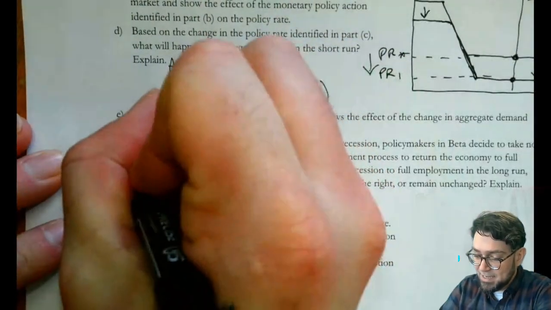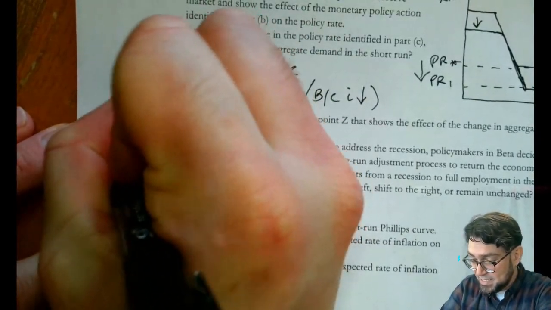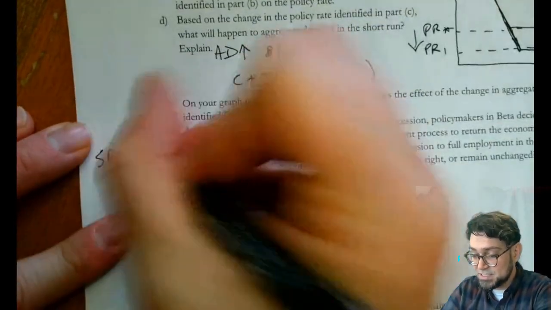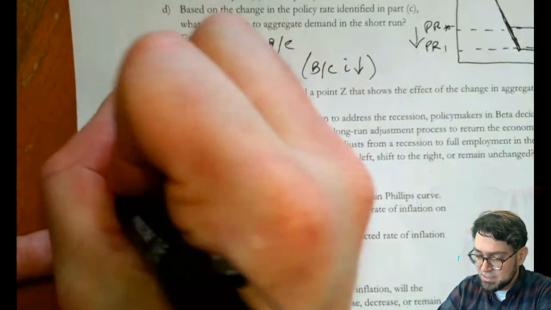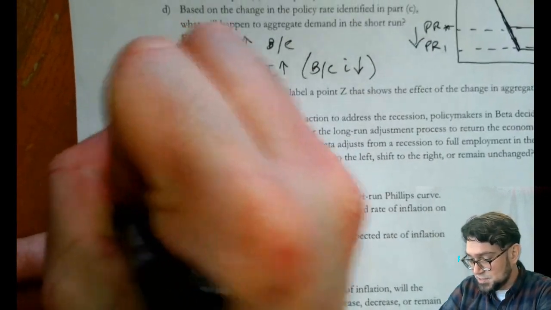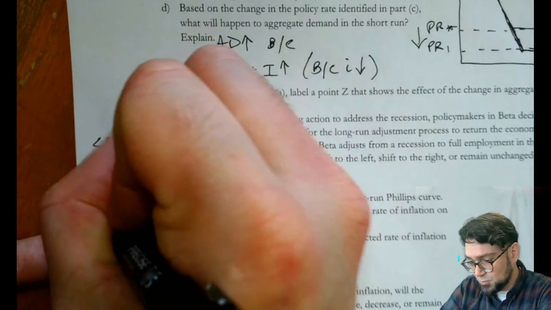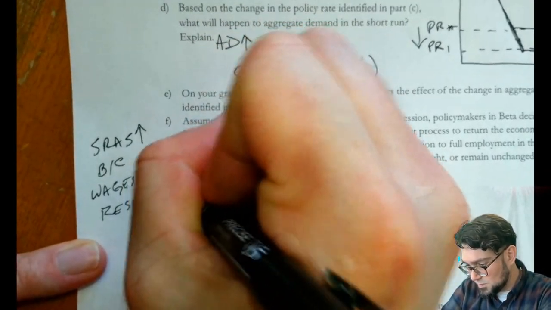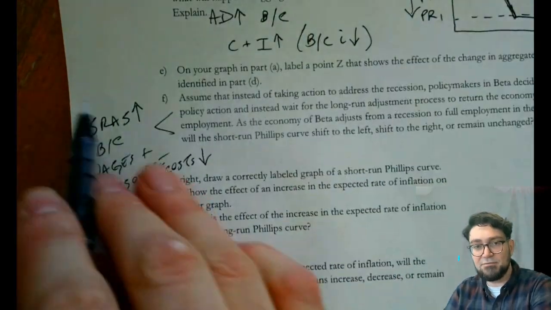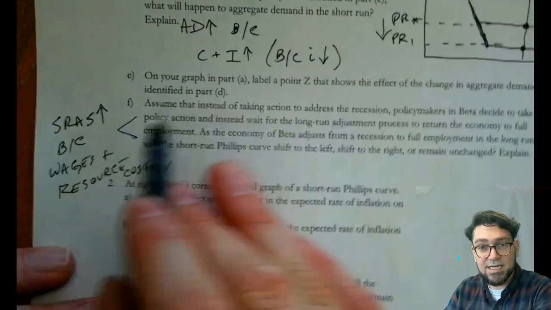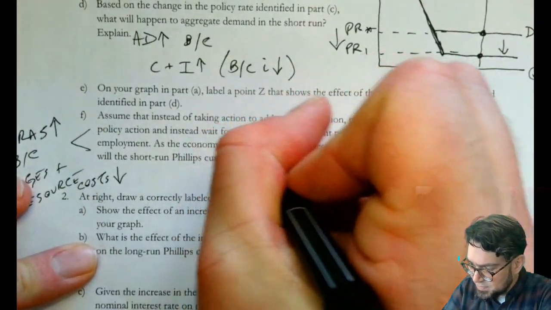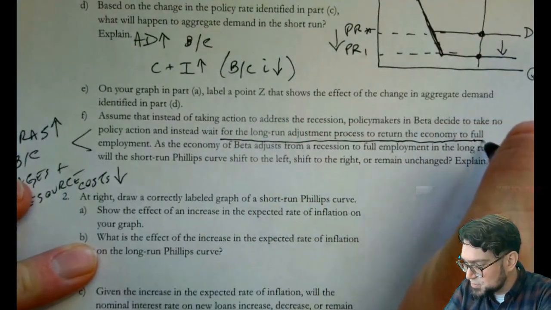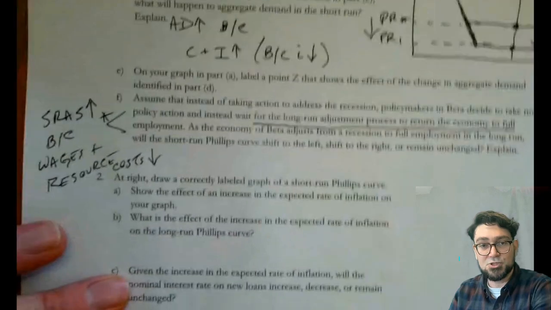So what we know is going to happen here is SRAS is going to increase, and that's because wages and resource costs will go down. Now, that's the first part that we have to be able to understand here, is SRAS is the mechanism by which this long-run adjustment process to return the economy to full employment occurs, right? That's what this is saying. SRAS will shift us back.